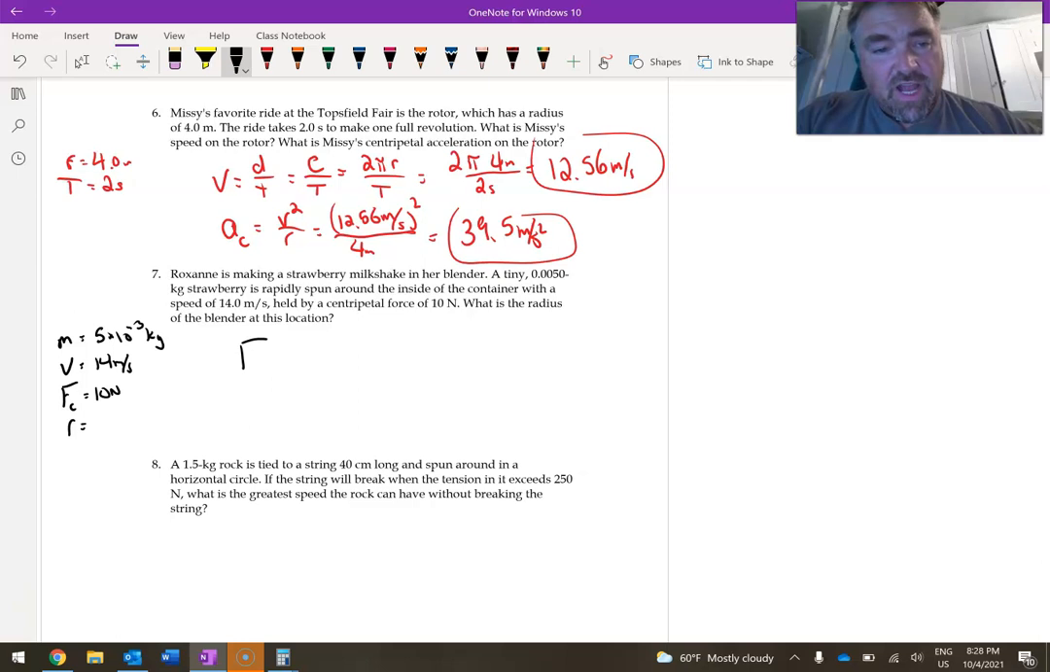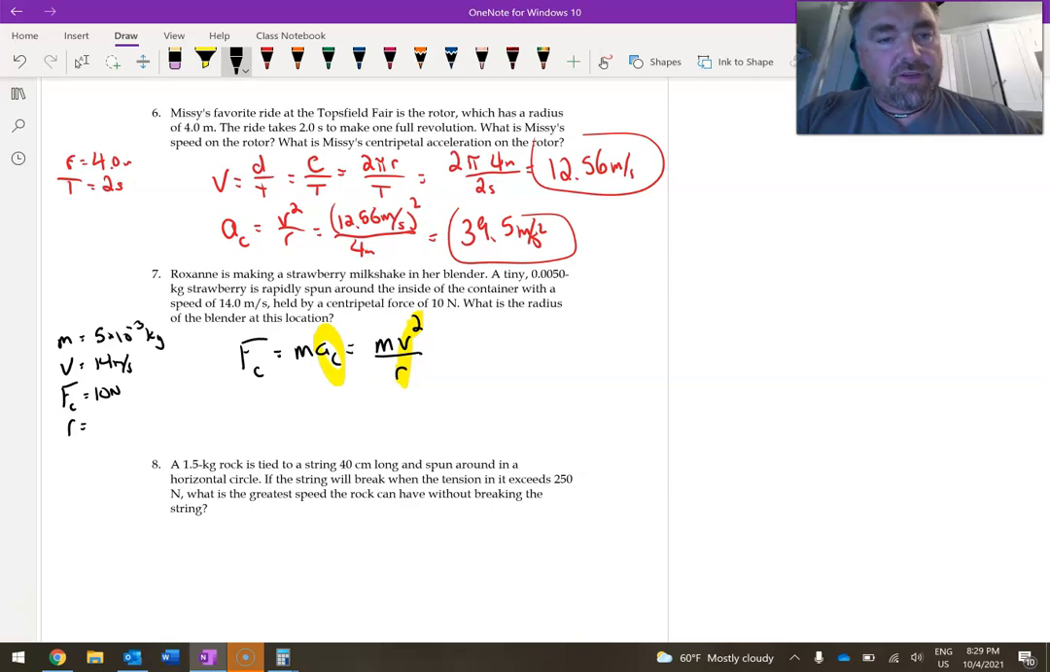So for this, I'm going to use my centripetal force formula. And you're thinking, oh, m times a sub c. Well, wait, how does that help us? It doesn't give us the radius. Remember, we can also write mass times the speed squared over the radius. This v squared over r, that's the same thing as a sub c.